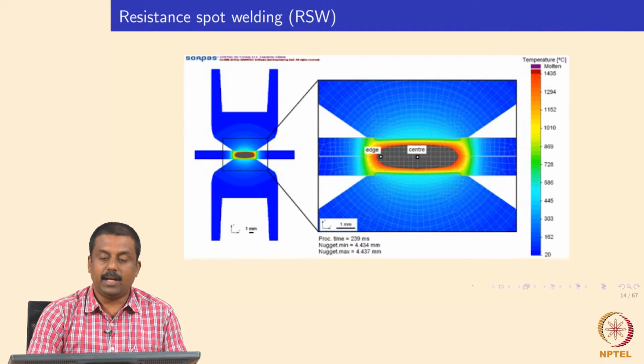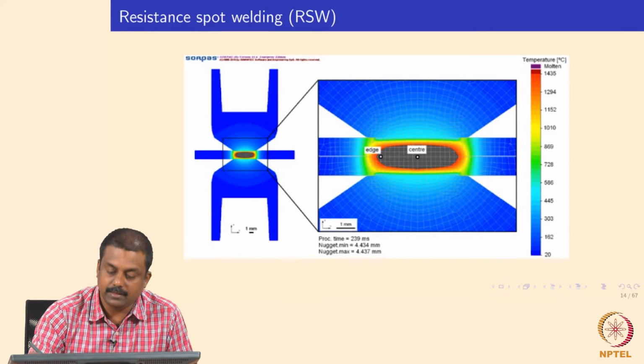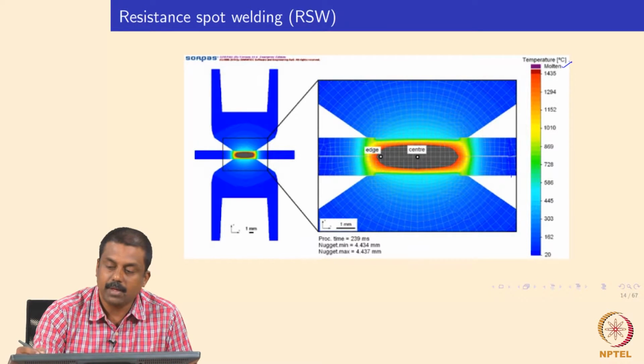This slide shows the typical temperature evolution when you are doing resistance spot welding, when the current is at I max, the peak current. The sheet thickness is roughly 1 millimeter, and you are applying a current. So you see the typical distribution of the temperature. Here the dark region denotes the molten material, where the temperature is higher than 1500 degrees centigrade in this case.